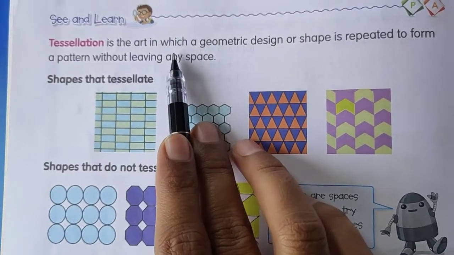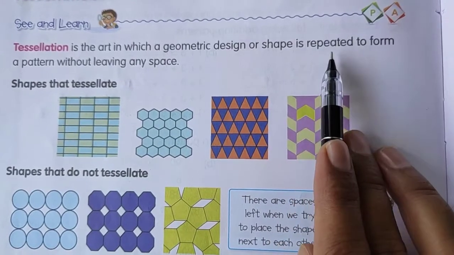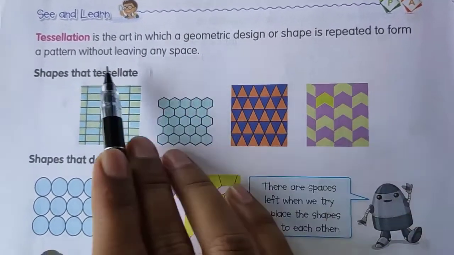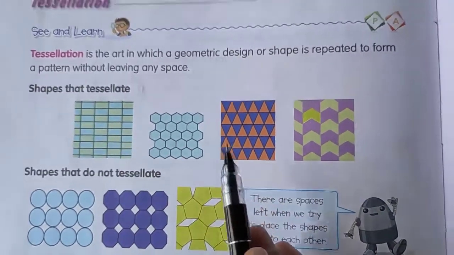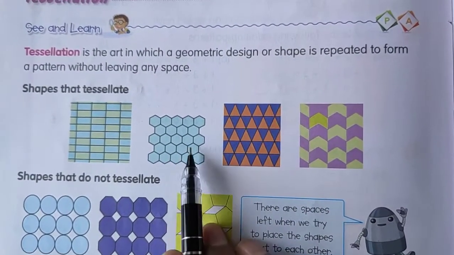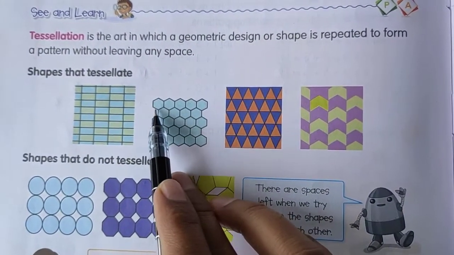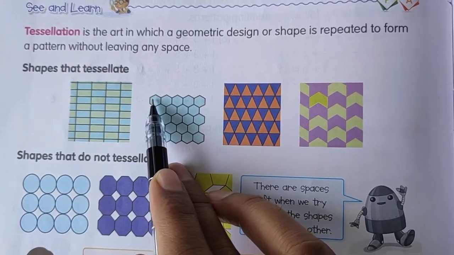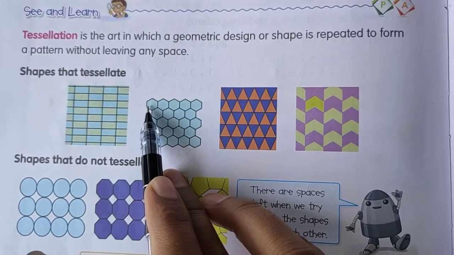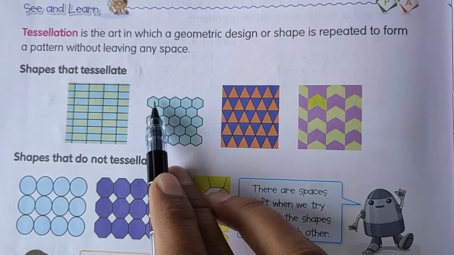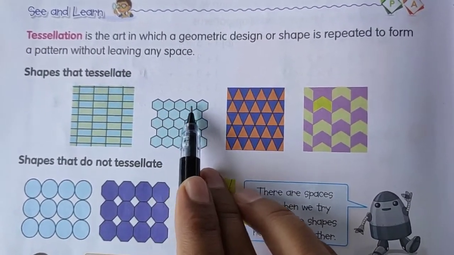Tessellation is the art in which a geometric design or shape is repeated to form a pattern without leaving any space. Okay, so first of all try to understand it from these diagrams. If you consider only one diagram, see how many sides are there: 1, 2, 3, 4, 5, 6. We know if 5 sides are there, it is a pentagon, and if 6 sides are there, a hexagon. So actually these are hexagonal shapes.